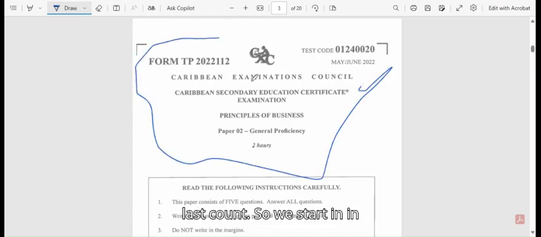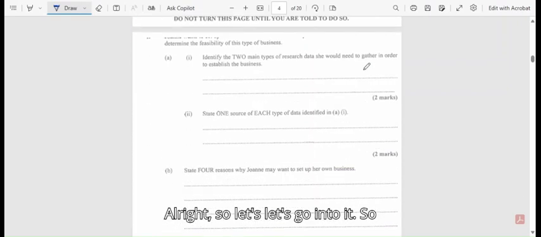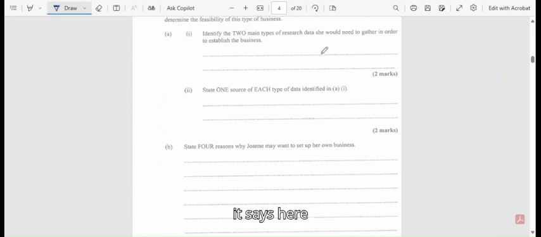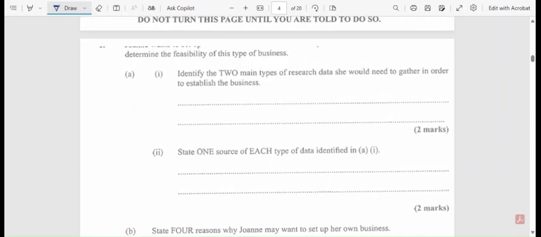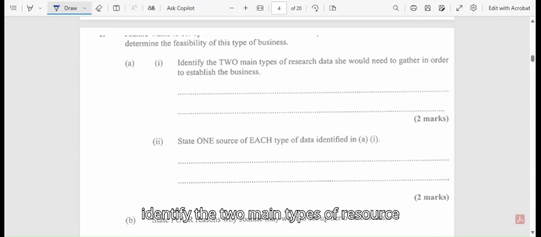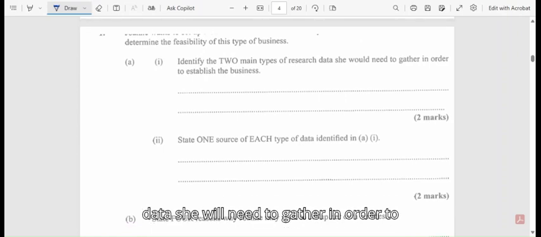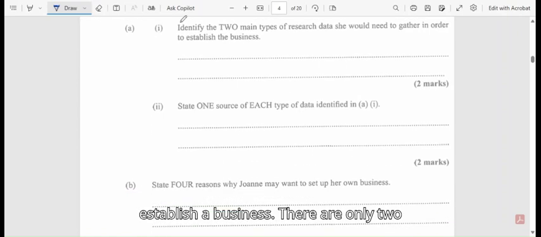So we start in June 2022. All right, so let's go into it. So it says here, identify the two main types of research data she would need to gather in order to establish a business.